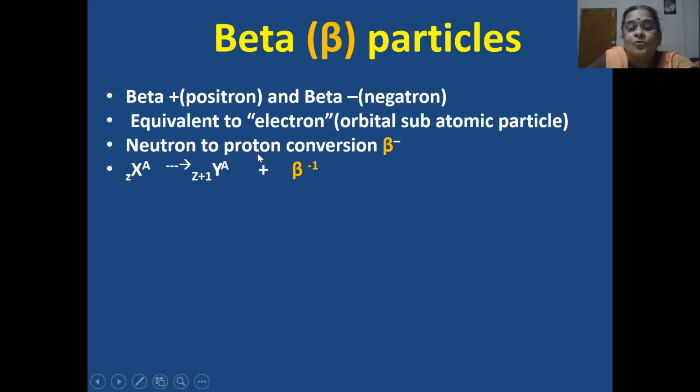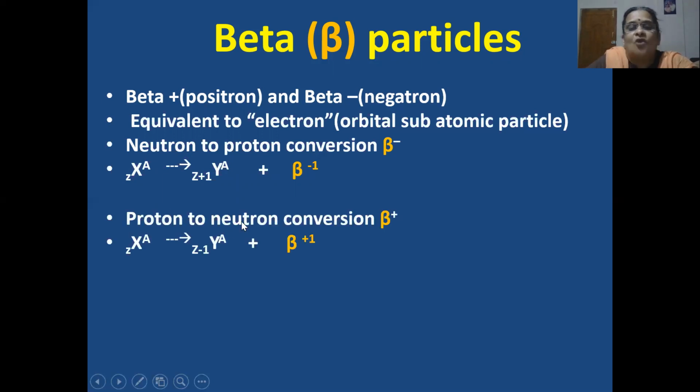When a neutron to proton conversion happens, there's a beta minus emission. That is where the atomic number Z is increased by 1 and the atomic mass number remains the same. These are called isobaric transitions. When there's a proton to neutron conversion, it is the Z which gets reduced by 1 in the daughter radionuclide, and the atomic mass number again stays the same because it's just one nucleon to another nucleon conversion. The number of nucleons doesn't change. Now here you get a positron.